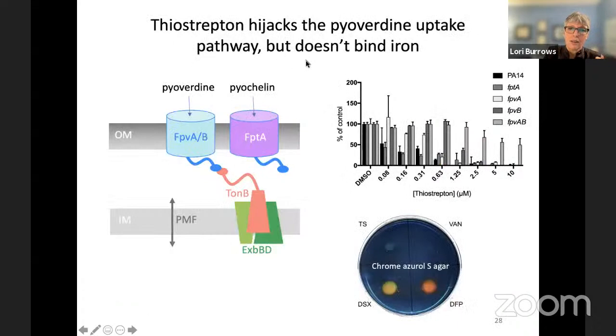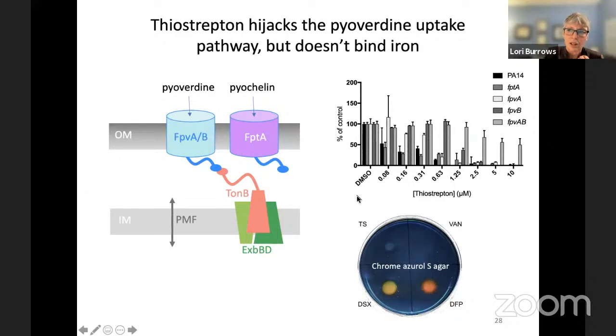And so the receptor for pyoverdin, there's actually two in Pseudomonas. One's called FpvA, for pyoverdin A, and the other one's FpvB. And we knocked out each of these individually and then both of them together. And only when we knocked out both of the pyoverdin receptors together did we get resistance to Thiostrepton, which is shown in this light gray bar.